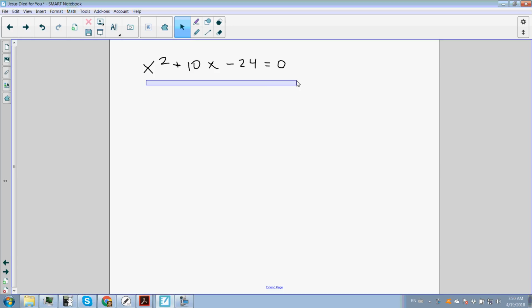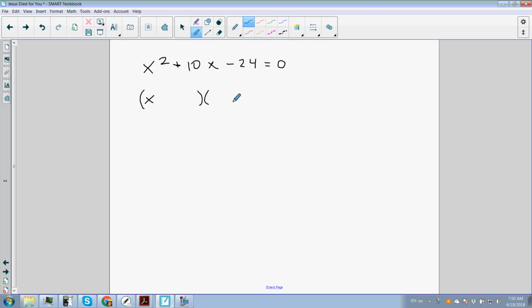And this particular quadratic equation can be solved in a multitude of ways. We can factor the left side. What two numbers add up to 10 and multiply to negative 24? That will be a plus 12 and a minus 2.